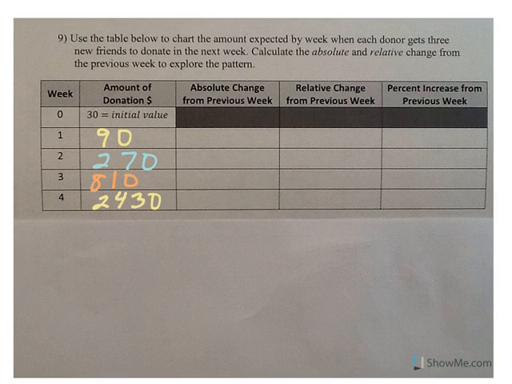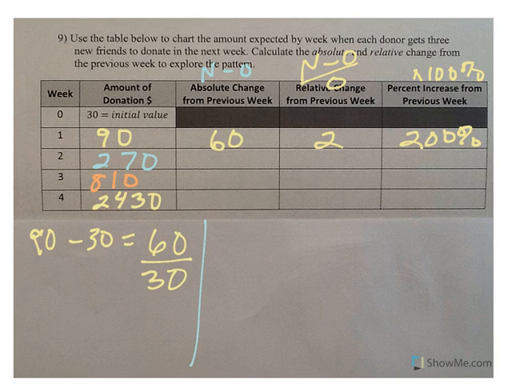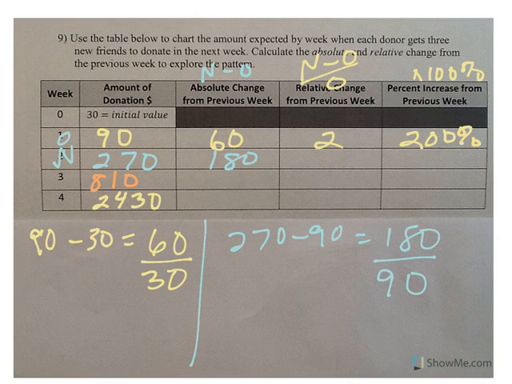So let's find our absolute and relative change. Remember, relative change is new minus old divided by old, and multiply by 100% for the percent. Okay, so let's find our absolute change for the first one. So new, old. 90 minus 30 gives me an absolute change of 60. I divide by old, and I get a relative change of 2, which is a 200% increase. And that's excellent. That's what we want. Let's go to the next week where we have new and old. New minus old gives me 180. My absolute change is 180. I divide it by the old, which is 90, and it gives me 2.